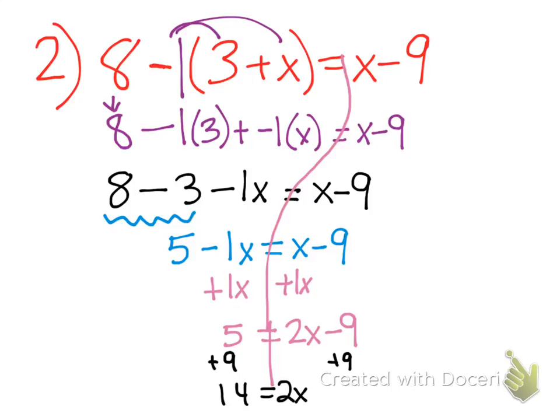Wait, what? 14 equals 2x. Someone said the answer. The answer is 7. You get 7 by dividing both sides by 2. So you end up with 7 equals x, or x equals 7.